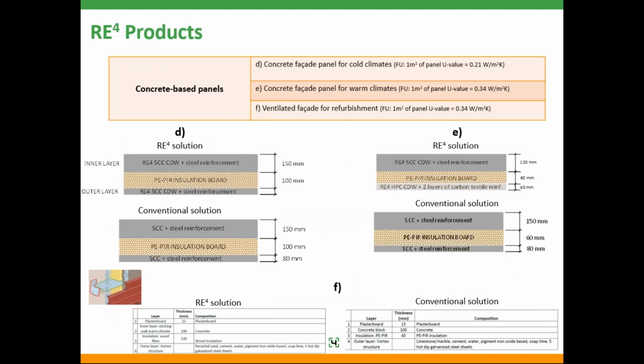The functional units are reported, which are 1 square meter of panels, having 0.21 watts per square meter Kelvin as thermal transmittance for cold climates, and 0.34 watts per square meter Kelvin as thermal transmittance for warm climates and for ventilated facade panel. The main difference between the conventional and the RE4 solutions is the concrete used for inner and outer layers, which is made of aggregates coming from the construction and demolition waste. For the ventilated facade panel, the main differences between the conventional and the RE4 solutions is the insulation layer and the composition of the outer layer.